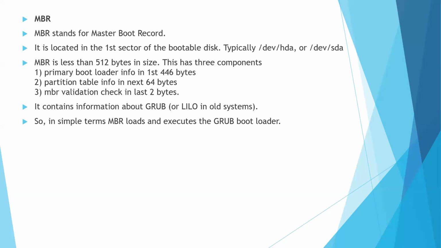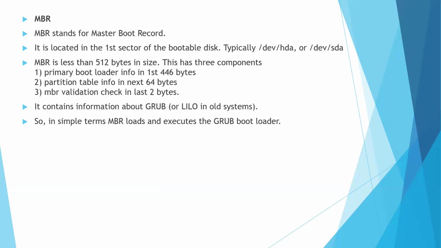MBR stands for master boot record. It is located in the first sector of the bootable disk. That is also an important part. Sometimes people ask where the MBR is located during the boot process. Typically it is /dev/hda or /dev/sda, depending on the system. Some systems take sda, some take hda. The MBR is less than 512 bytes in size.